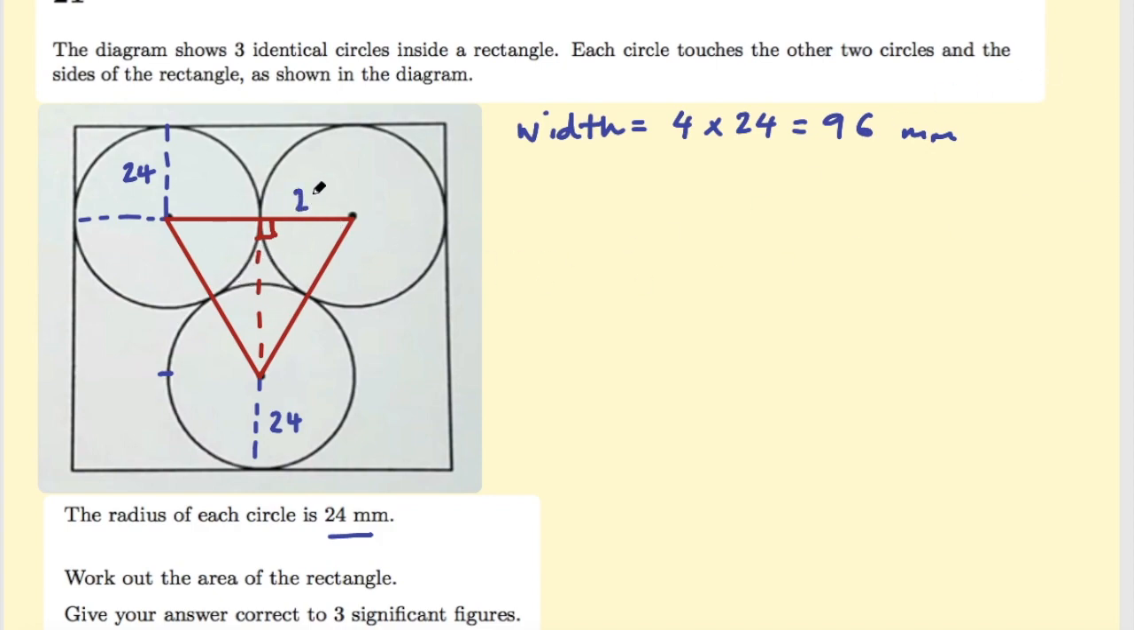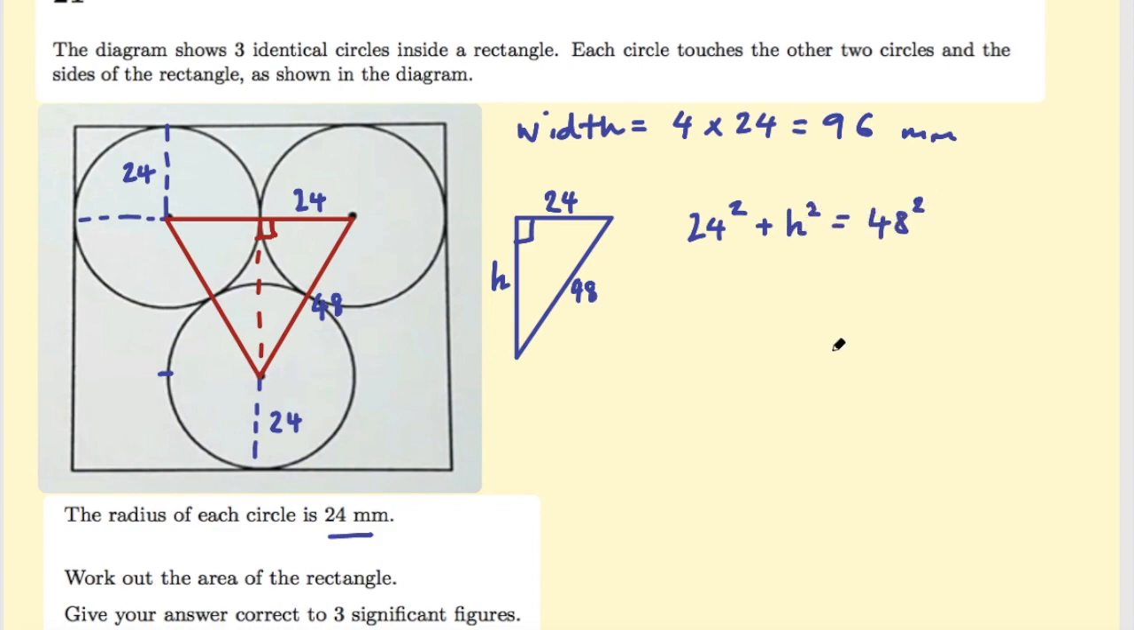So here we know that that's 24. We know that this is two lots of 24, so this length is 48. And then all we're left with is this unknown length, which we can figure out. So I'm going to redraw this triangle over here. So we've got a nice right angle triangle. And this is 24, this is 48, and this is the unknown h. And using Pythagoras' theorem, we know these two sides squared equal this side squared. So 24 squared plus h squared equals 48 squared.